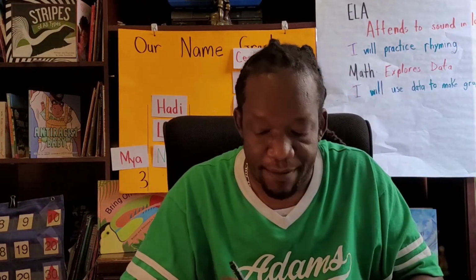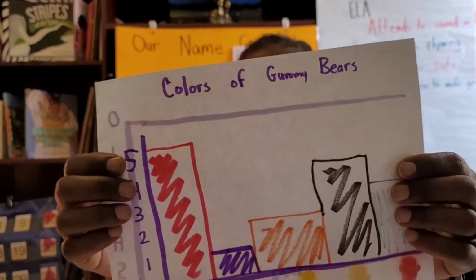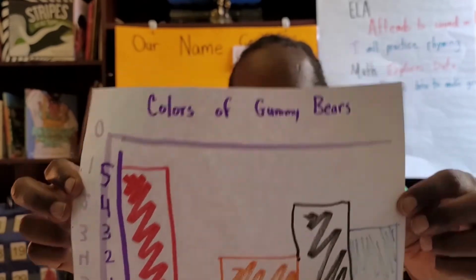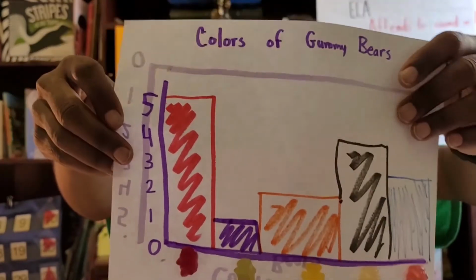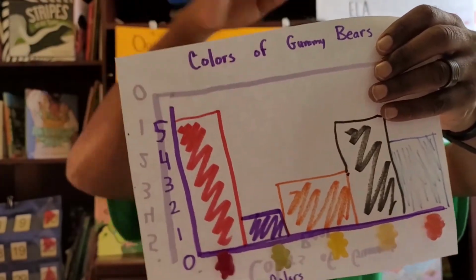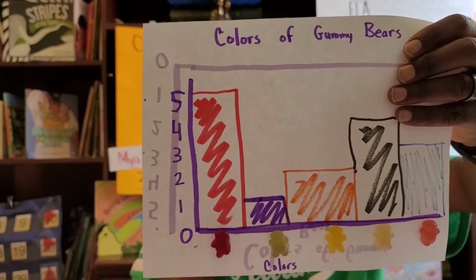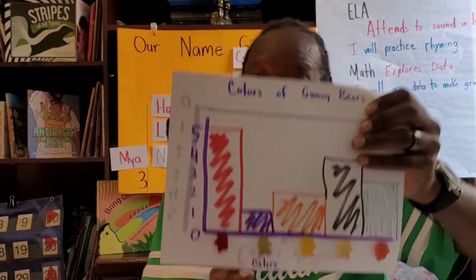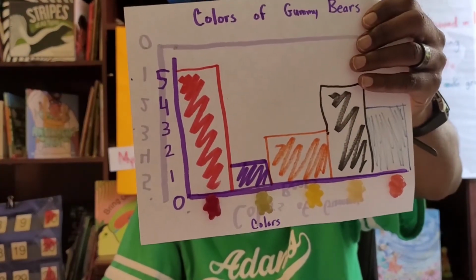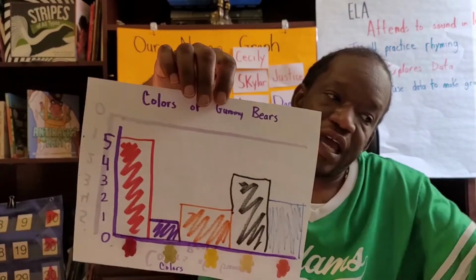You can look at my bar graph. It says the color of gummy bears. You can look and right away you can see which one has the most, right? Just by looking. The red one has the most. And then which one has the least? The green one has the least. The green bear was the least that I had in my handful of bears.